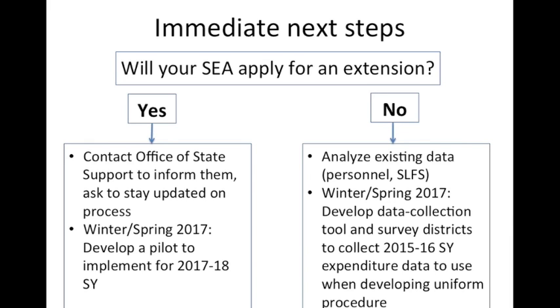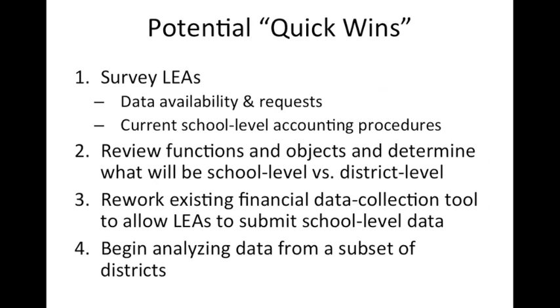Okay, and this is just a little bit of a recap, but some potential things you could do right off the bat, some quick wins. Survey your LEAs, check on their data availability. Would you be able to populate this chart? See if they have any requests, and look at your current school level accounting procedures to see what's in there.